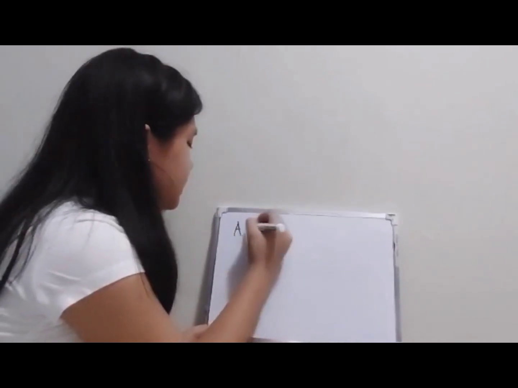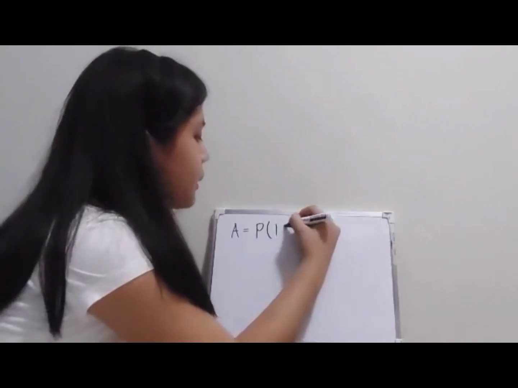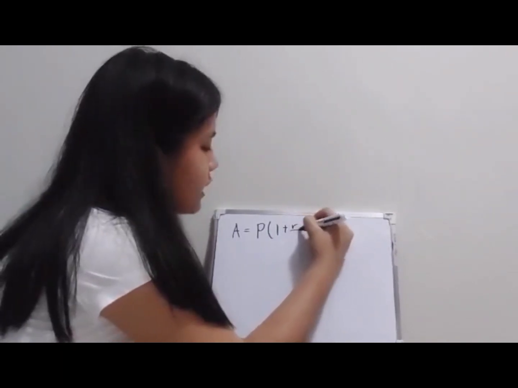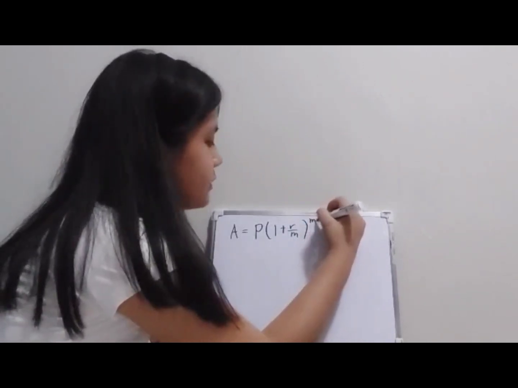For our first example, Elizabeth deposited 10,000 pesos into her savings account with an interest rate of 3% compounded monthly. What is the value of the investment after 5 years? To solve this problem, we will be using the formula A equals P times 1 plus R over M raised to the power of M times T.